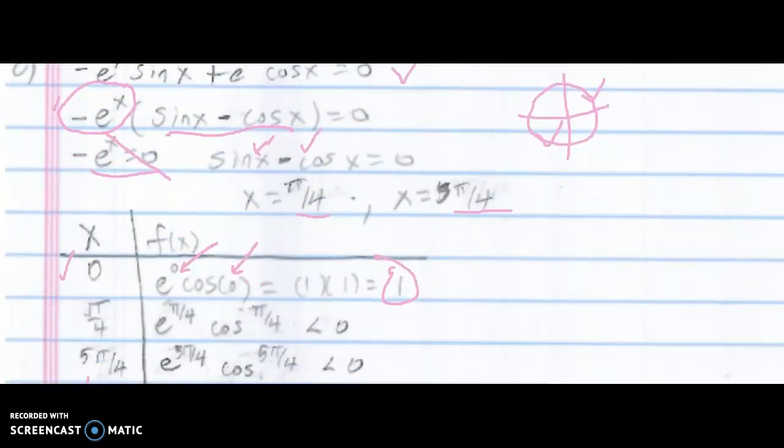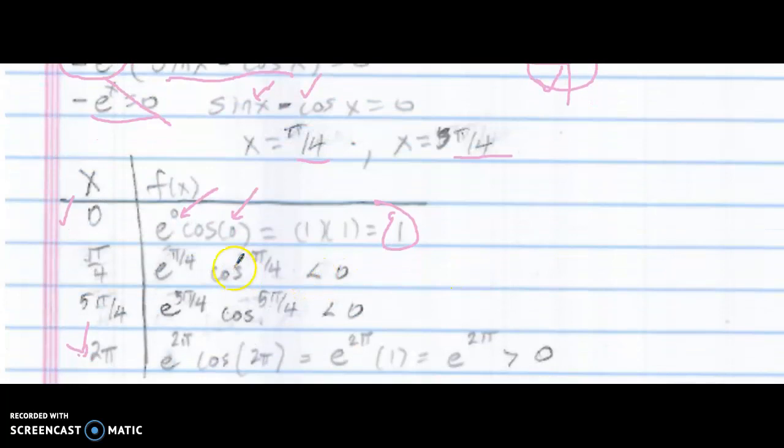So let's come back down here. E to the pi over 4 is positive. Cosine of pi over 4 is positive. So this is not less than 0. It's greater than 0, so I have a positive.